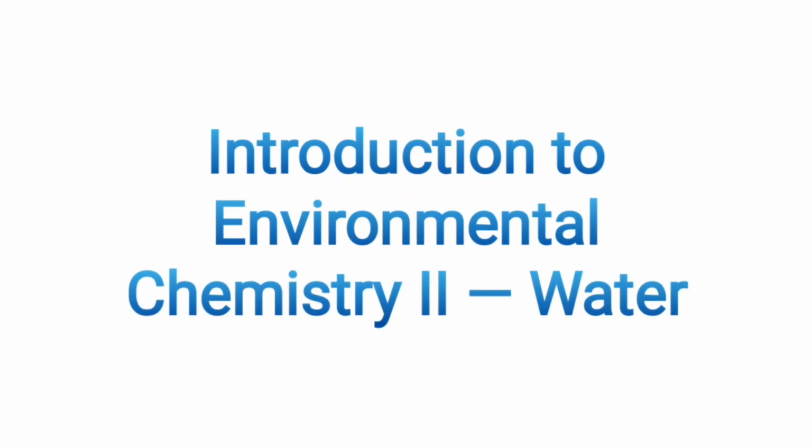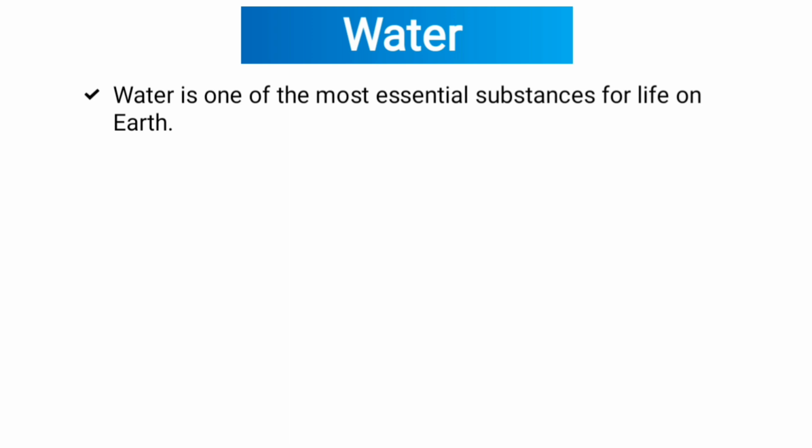So today we are going to study the next chapter, which is Introduction to Environmental Chemistry 2: Water. In the previous lectures, we studied Introduction to Environmental Chemistry 1: Atmosphere. Now today we are going to study the introduction of this chapter. Now, water. Water is one of the most essential substances for life on Earth.